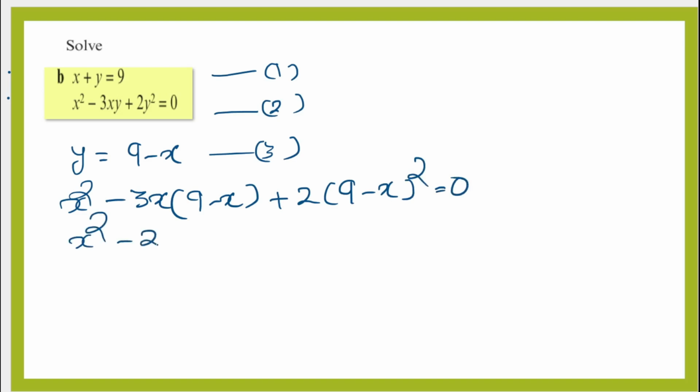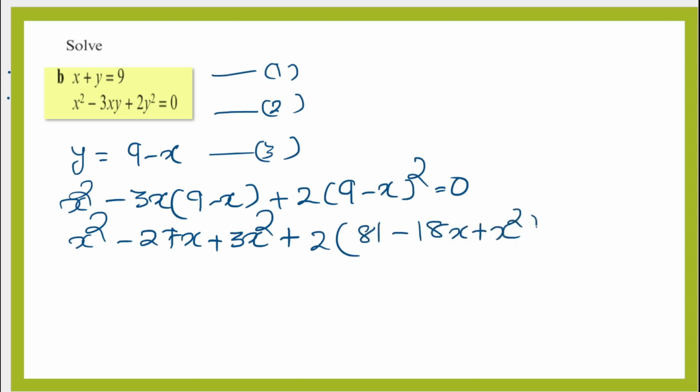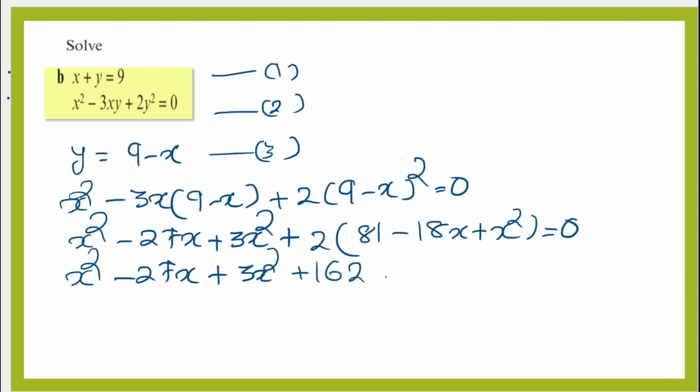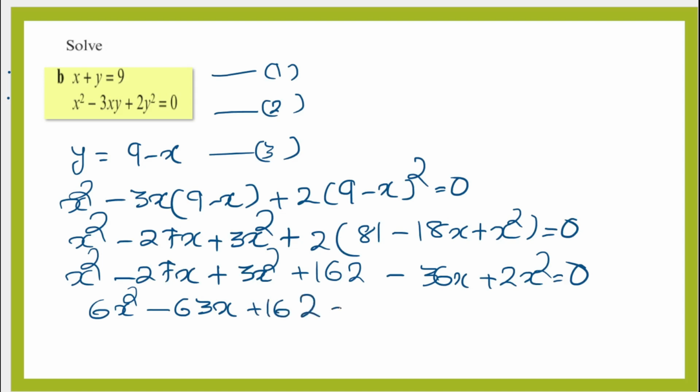That is x square minus 27x plus 3x square plus 2 times, expanding 9 minus x the whole square, 81 minus 18x plus x square is equal to 0. That is x square minus 27x plus 3x square plus 162 minus 36x plus 2x square is equal to 0. Now rearranging, 6x square minus 63x plus 162 equal to 0.